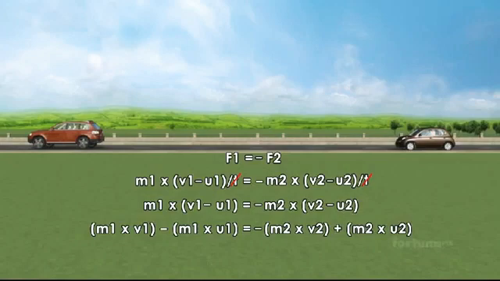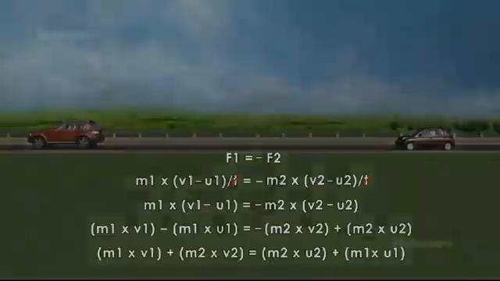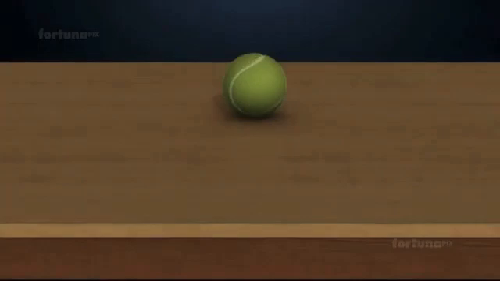And it can be written as M1 into V1 plus M2 into V2 is equal to M2 into U2 plus M1 into U1. From this equation, we can see the total momentum for both cars before and after the collision did not change but was conserved, thereby proving the law of conservation of momentum.